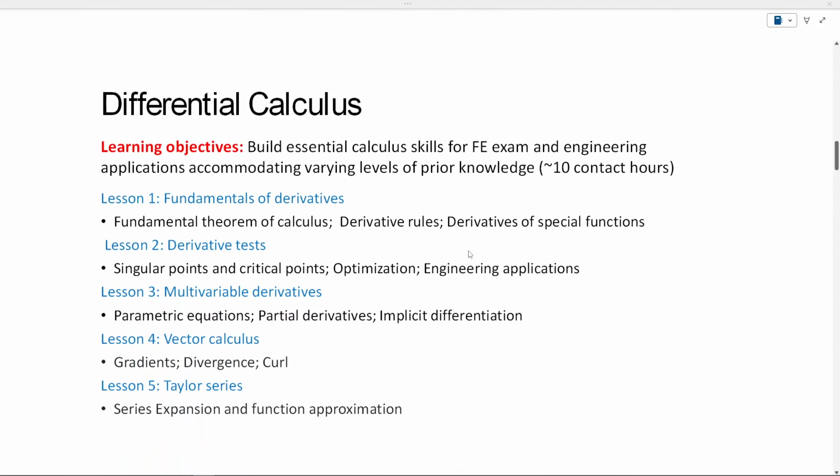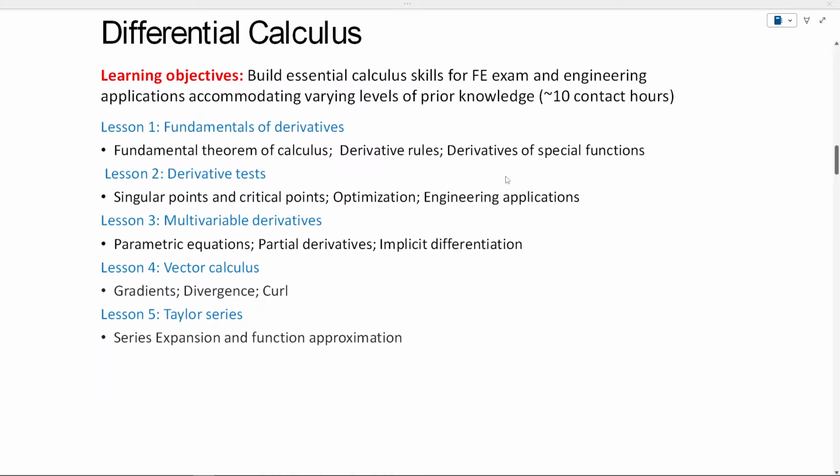So this module has 5 lessons. Again, the learning objective is to build essential calculus skills for the FE exam and engineering applications, and I will be accommodating varying levels of prior knowledge. So there will be fundamentals of derivatives. That's lesson 1, in 1 week.